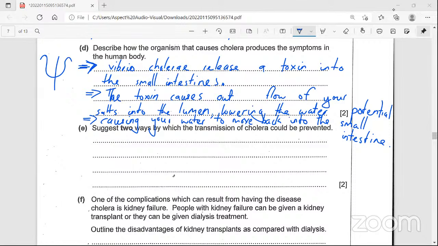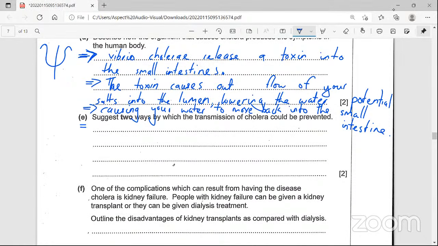So it has the variation in the biochemical cycle and human influences on the ecosystem. Purifying water before usage, and okay, yeah, that's the next question. Right, what does it say? Suggest two ways by which the transmission of cholera can be prevented.